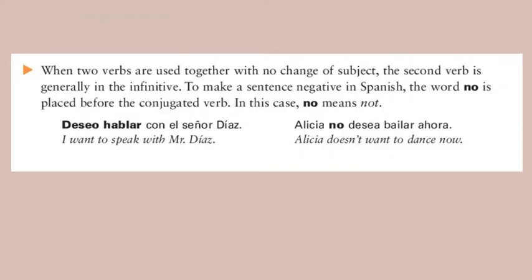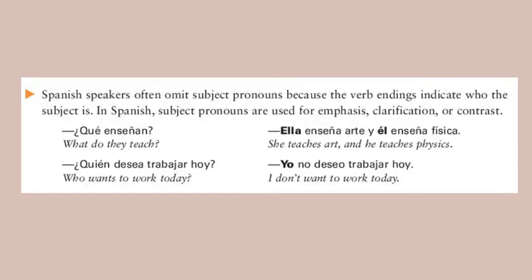Also, an important thing to note is when two verbs are used together with no change of subject, they're immediately adjacent. The second verb is generally in the infinitive. For example, deseo hablar con el señor Díaz. I want to speak with Mr. Díaz. I want, deseo, to speak, hablar, the second one being in the infinitive, with Mr. Díaz. To make a sentence negative, the word no is placed before the conjugated verb. In this case, no means not. Alicia no desea bailar ahora. Alicia doesn't want to dance right now.